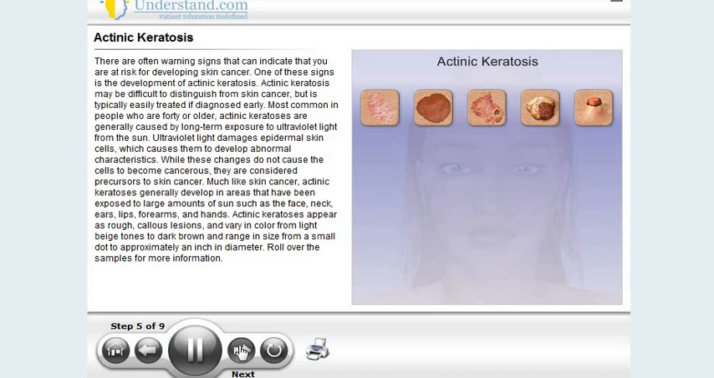Actinic keratoses appear as rough callus lesions and vary in color from light beige tones to dark brown, and range in size from a small dot to approximately an inch in diameter. Roll over the samples for more information.